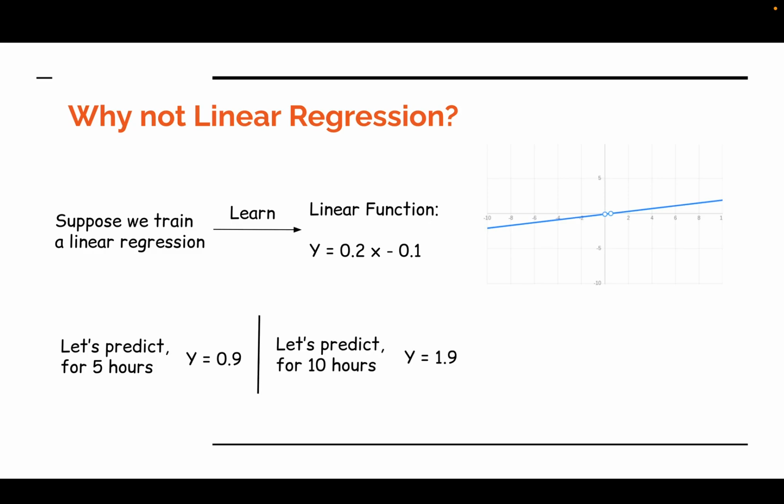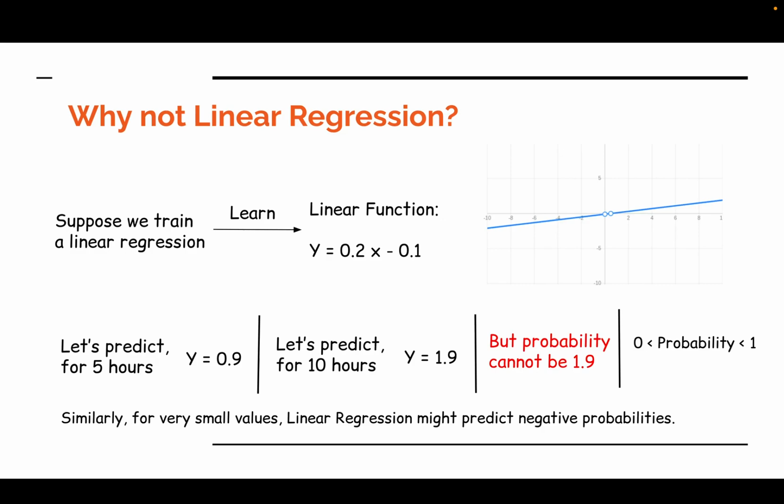Now let's put x as 10. Now we get y is equal to 1.9, which is not possible because probability cannot be 1.9. The probability score ranges between 0 and 1. Now if you have very small value of x, you will get negative probabilities as well. So consider you have x is equal to 0. So you will have y is equal to minus 0.1. So you cannot have negative probability as well.